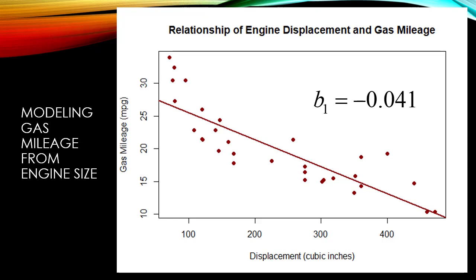This particular slope tells me, if I multiply it by 100 to put it on an easier to interpret scale of measurement, that if I increase displacement by 100 cubic inches, I expect the gas mileage to go down by 4 miles per gallon on average.